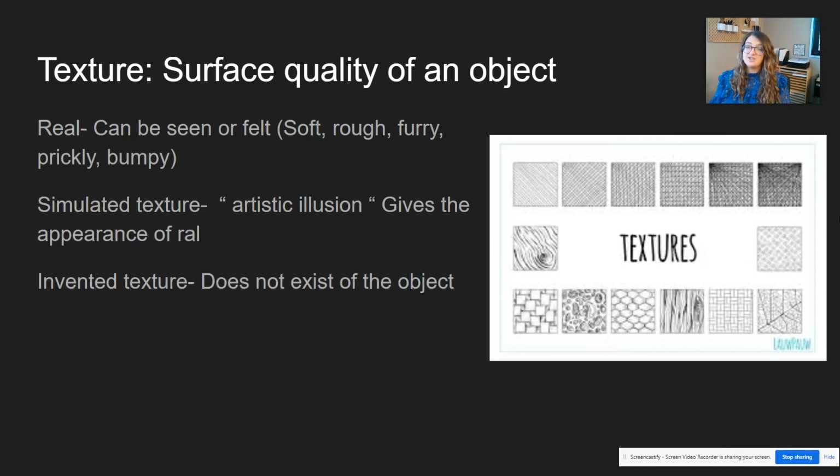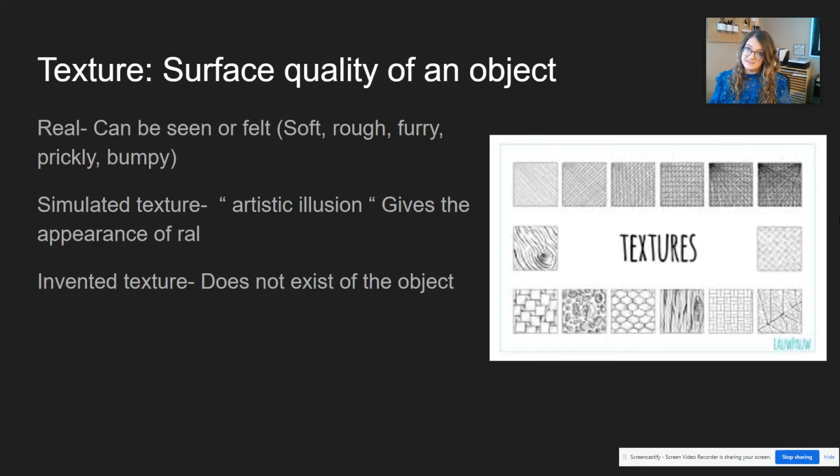Texture. So texture is essentially just the surface quality of an object. So there can be real texture. This can be seen or felt. So like the texture of my hair. Okay, you can have soft or rough or fluffy, prickly, bumpy, or you can have simulated texture. So this is more of an artistic illusion. So it gives the appearance that it is real, but it is just drawn on the page.